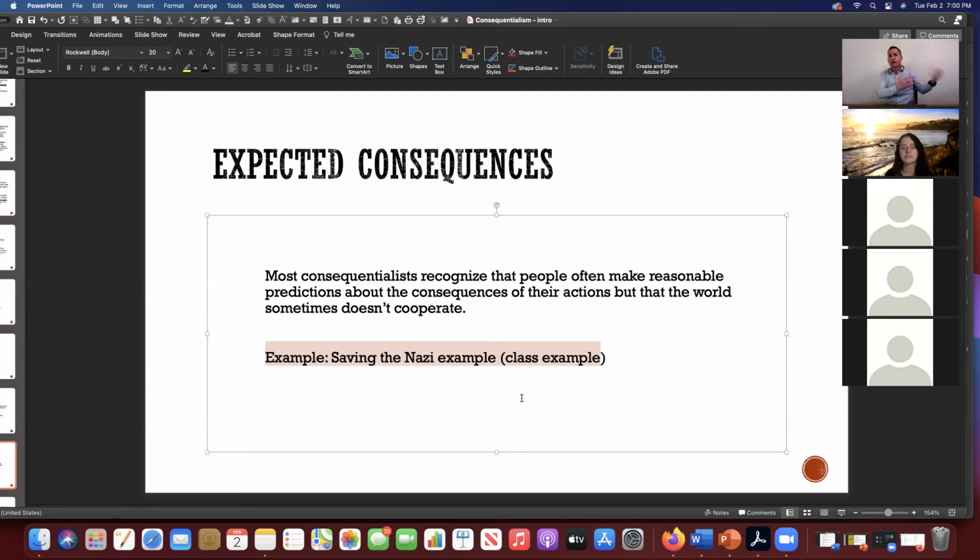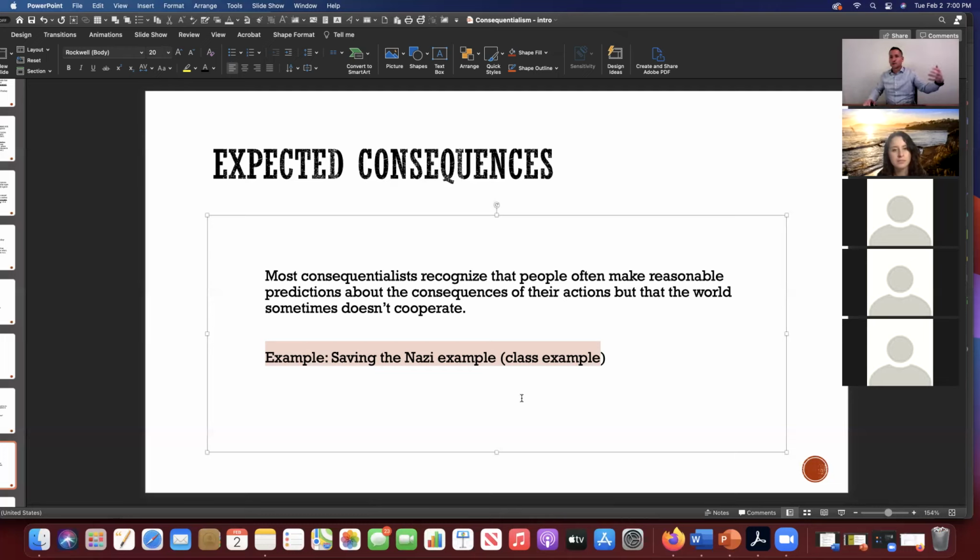You did everything right in terms of thinking about the pros and the cons and all the rest. You jump in, you grab the person, you bring the person to shore, you save the person's life, and you look down and they've got that funny mustache under the nose. You know what I'm talking about? The Hitler mustache? It's Hitler. You saved Hitler's life. In that case, you did everything right in terms of your deliberations before you jumped in to save the person's life, but the world didn't cooperate with you because you saved Hitler.